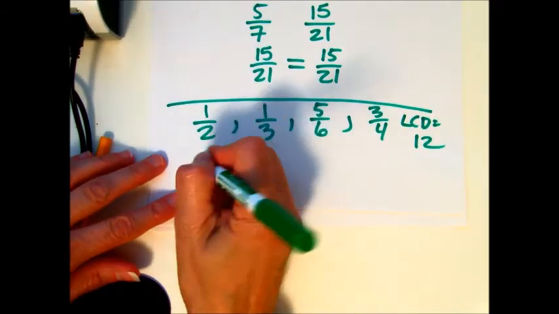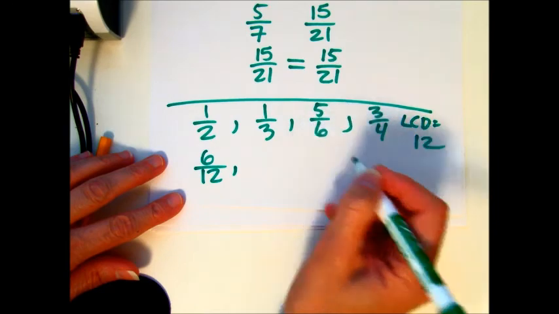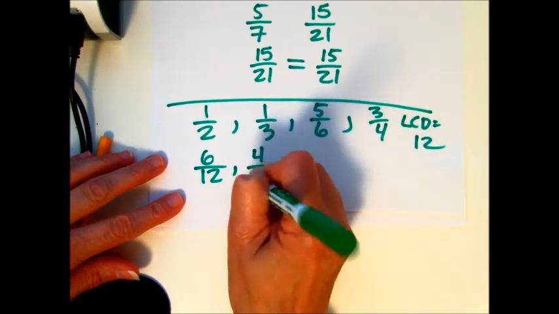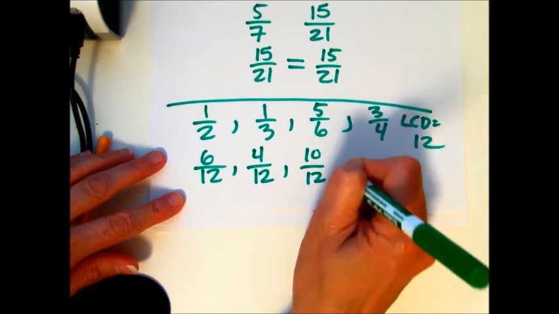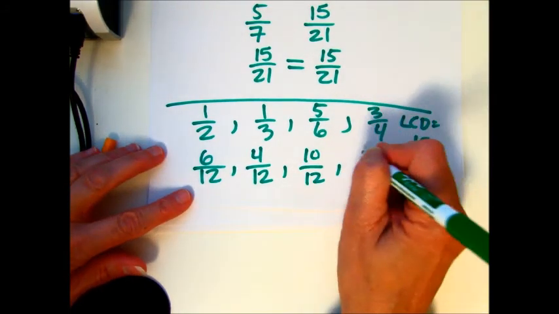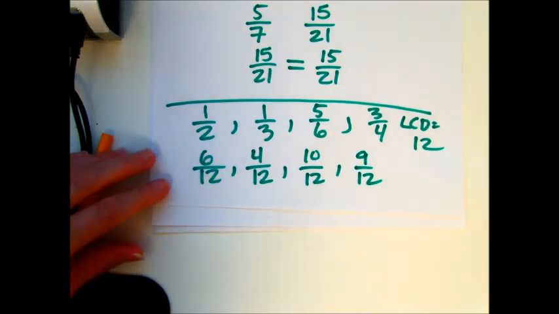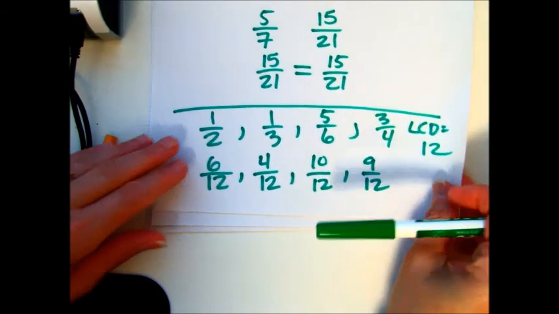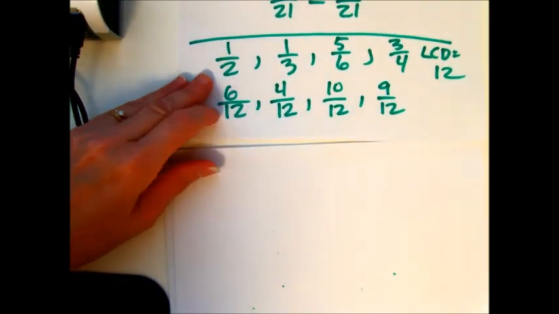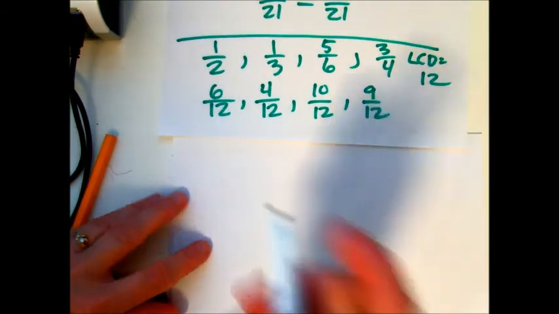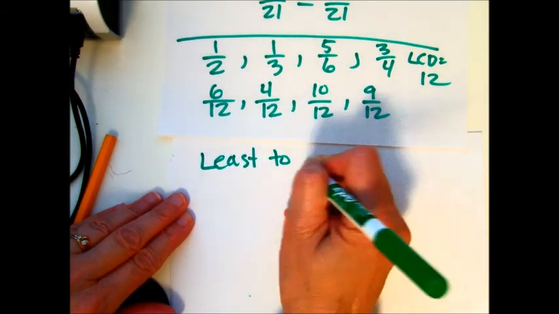So I'm just going to rewrite that. And the last one is 9/12. Okay, now we're almost done because what we want to do is order those fractions from least to greatest.